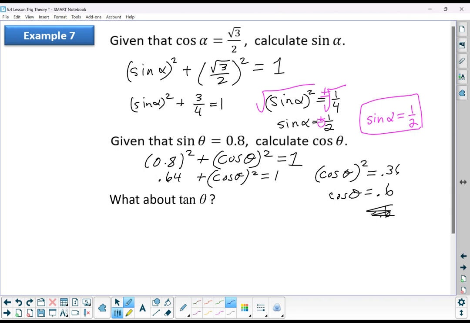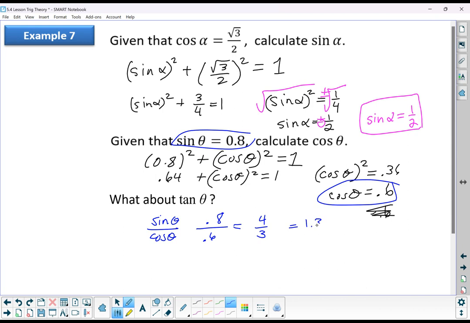All right, the last one asks us, what about the tangent of theta? Well, tangent is sine divided by cosine. So let's think about that for this last example. We know that the sine is 0.8. If we divide it by the cosine, 0.6, we will get the tangent. So the tangent of theta, if you do it in your calculator, will give you a fraction, or the decimal version would be 1.3 with the 3 repeated. That is the tangent of theta.